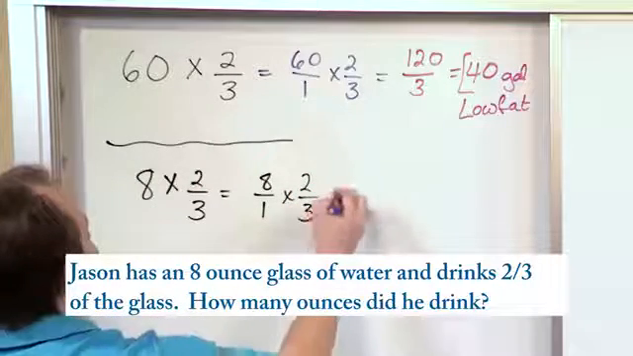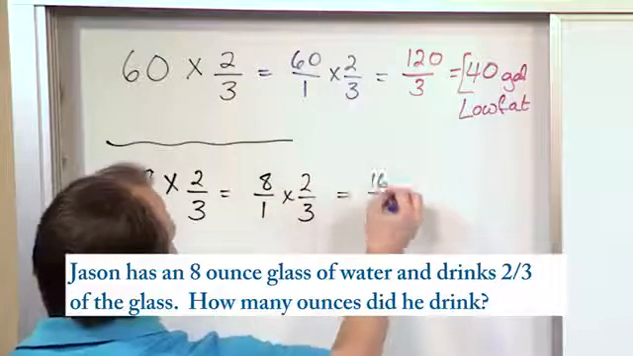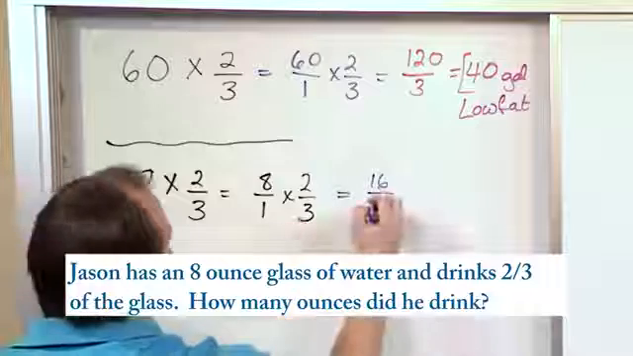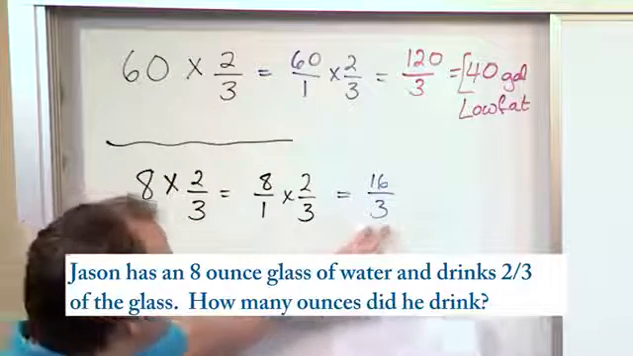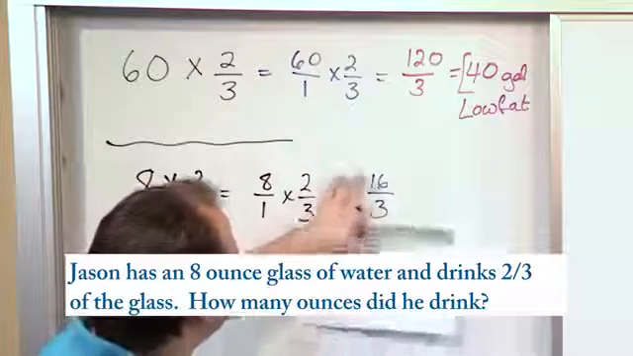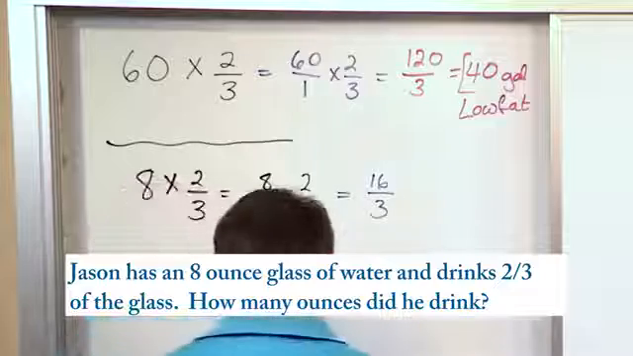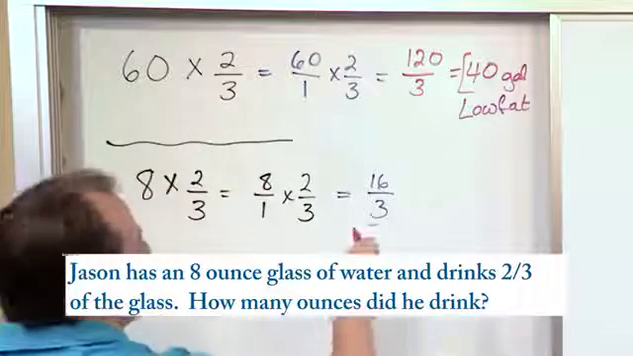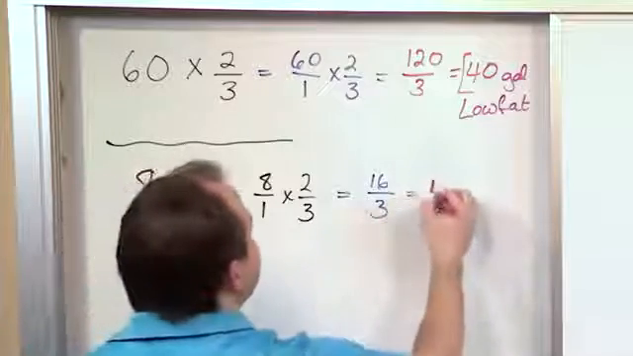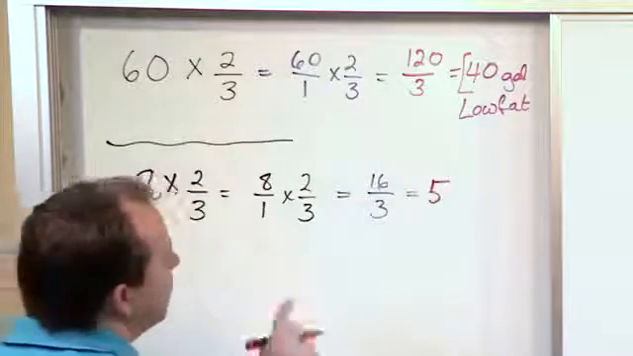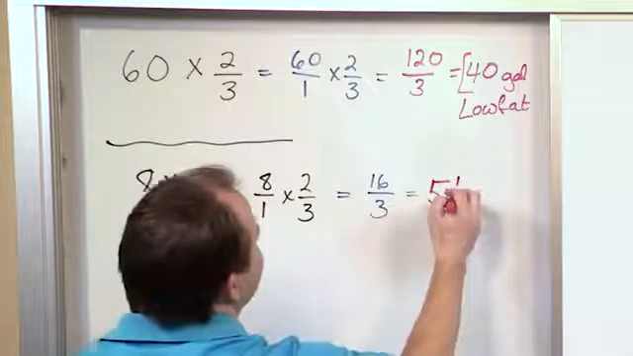All right, and then to do the actual math, 8 times 2 gives me 16. We multiply the tops. 1 times 3 gives me 3. We multiply the bottoms. And then I try to simplify this, and I say, can I simplify it? Well, I can't divide top and bottom by anything. It is improper, so let's go ahead and switch it over to a mixed number. How many times will 3 go into 16? Well, I know that 3 times 5 is 15. So it goes 5 whole times. The difference between 16 and 15 is 1, so the remainder is 1, and I just write it over 3.